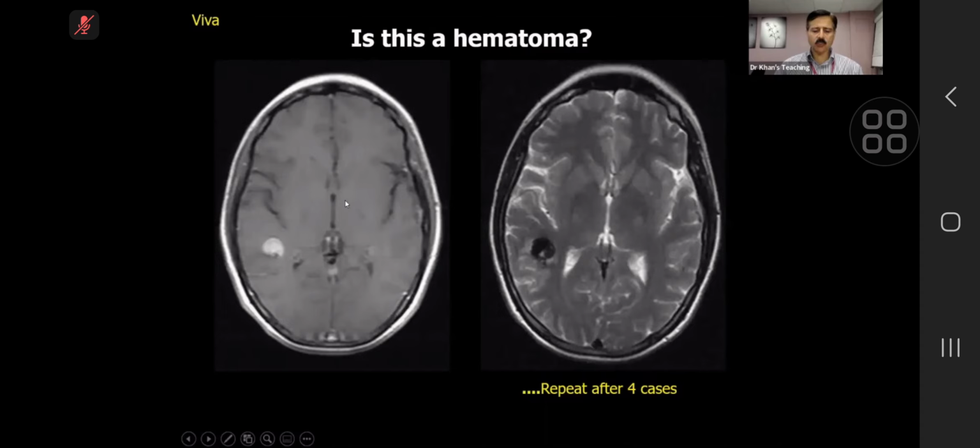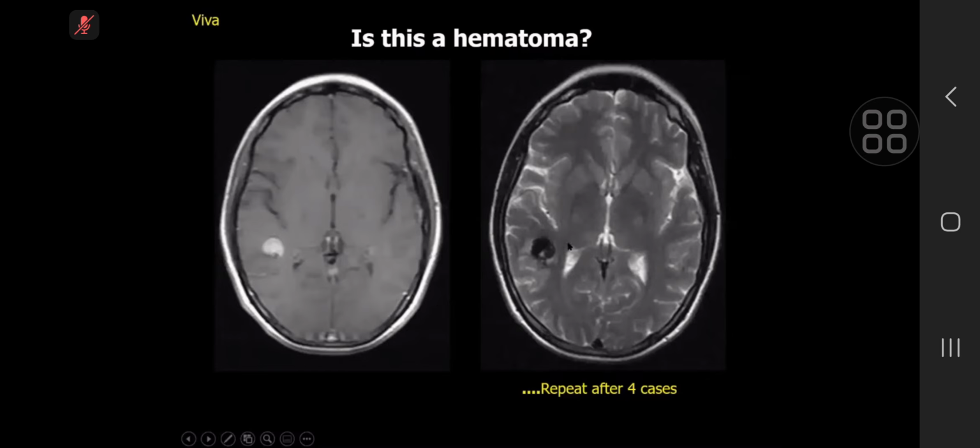Excuse me, you are saying this is a PD sequence? This is a FLAIR sequence. Sorry. What is the white matter? White matter is white, so it's T1. This is a T1 and this is a T2, right?